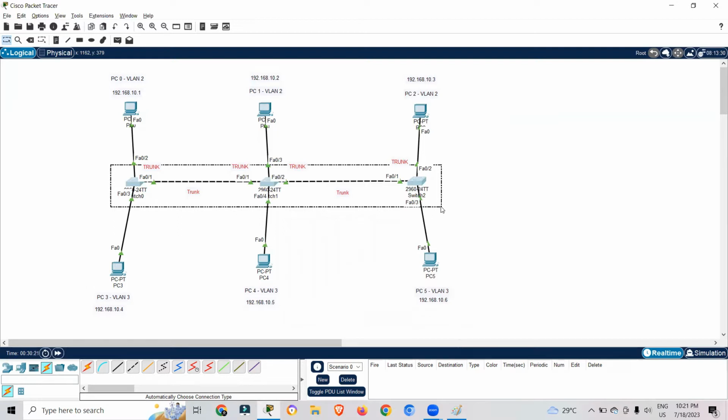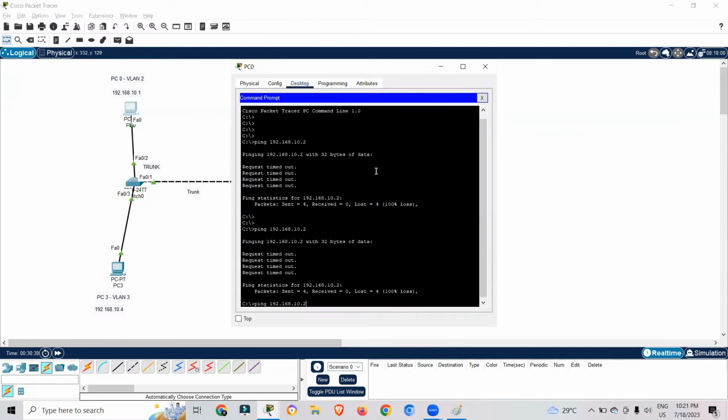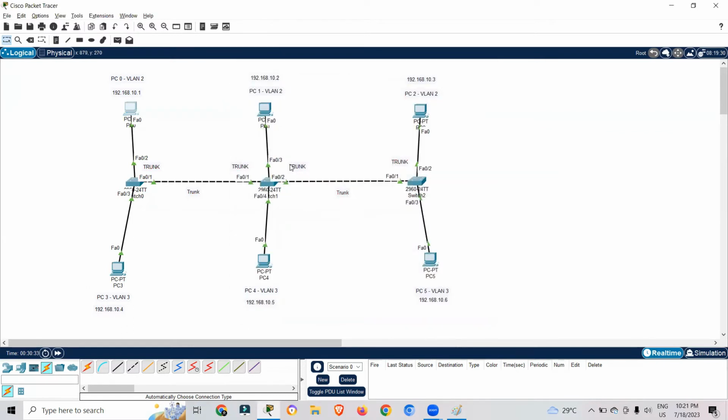How could this be possible that these links are trunk links? We configured only the middle one, but these are trunk links now. Because of DTP. By the help of DTP, what will happen? DTP is the Dynamic Trunking Protocol.